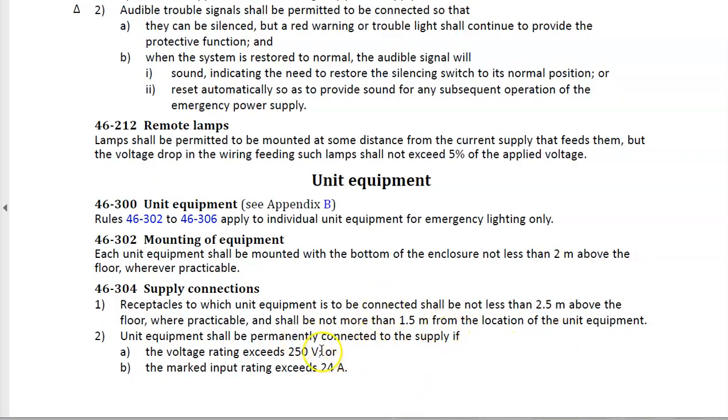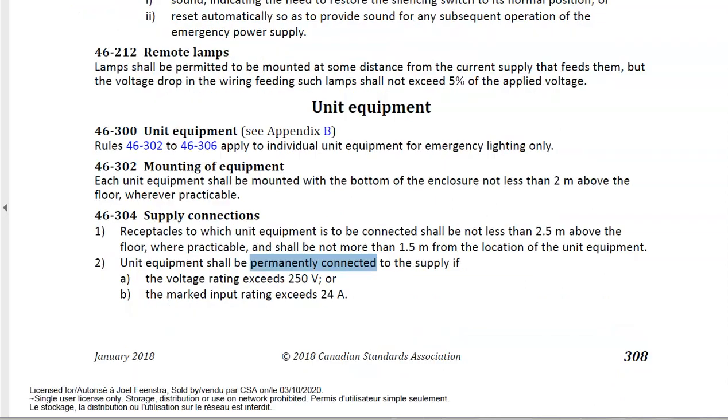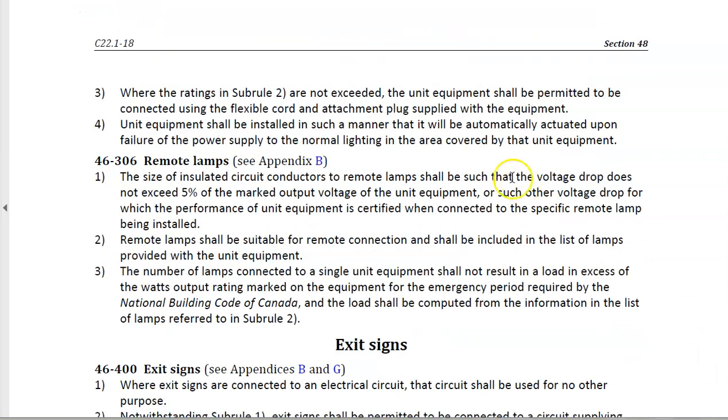Unit equipment has to be permanently connected or hardwired in to the supply if it exceeds 250 volts or if it exceeds 24 amps, so either lots of current or higher values of voltage. And then it says where the ratings in subrule 2 are not exceeded, where it's below that 250 volts and the 24 amps, the unit equipment shall be permitted to be connected using the flexible cord and attachment plug supplied with the equipment. Note that it says supplied with the equipment.